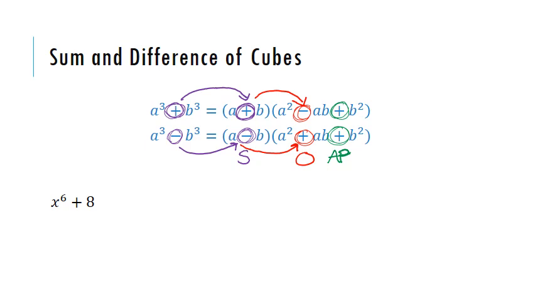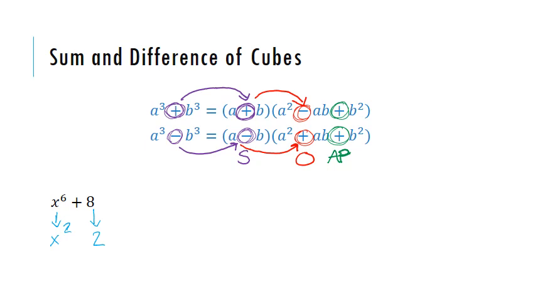So let's practice with one of these right quick. Here I've got x to the 6 plus 8. Okay, so x to the 6 is a cube, even though it's not exactly x to the third. 6 can be divided by 3. So its cube root is going to be x squared. The cube root of 8 is 2, because 2 times 2 times 2 is 8.